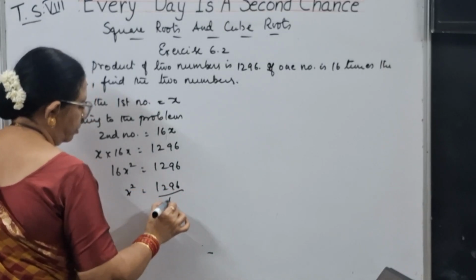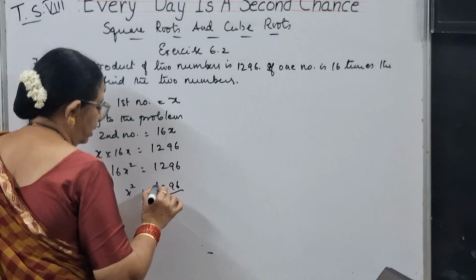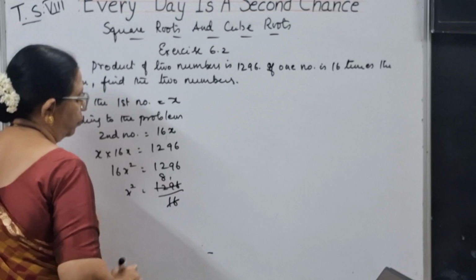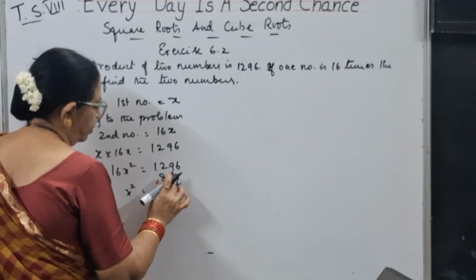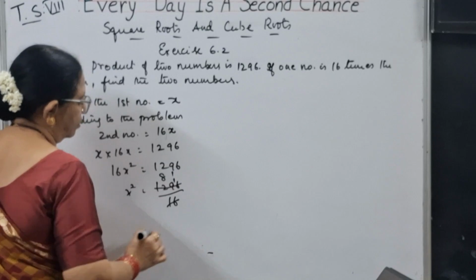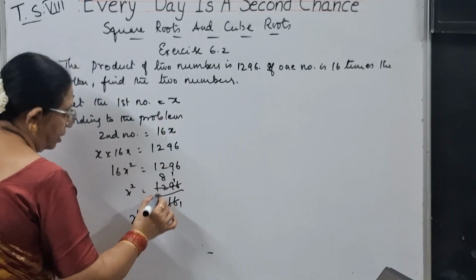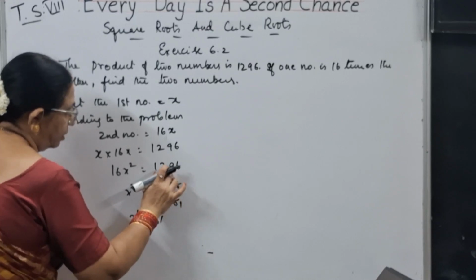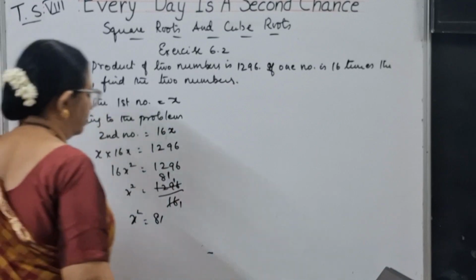1296 divided by 16. We know that 16 eights are 128, and 16 ones are 16. So here you will be getting 1. So 16 ones are 16. So you are getting x square as 81. This one is for 16 children, 81. 16 ones are 16. So 81 x square.